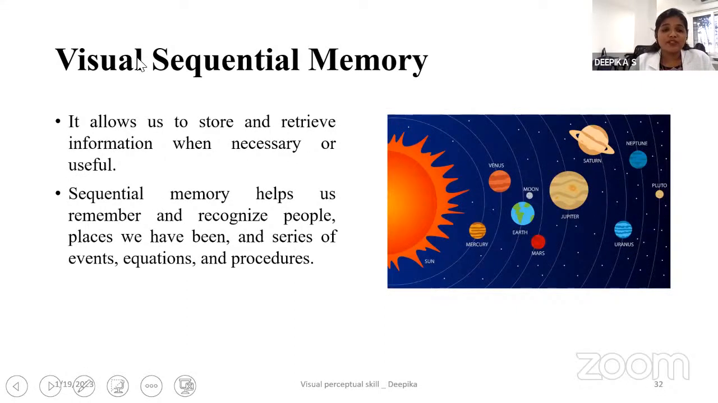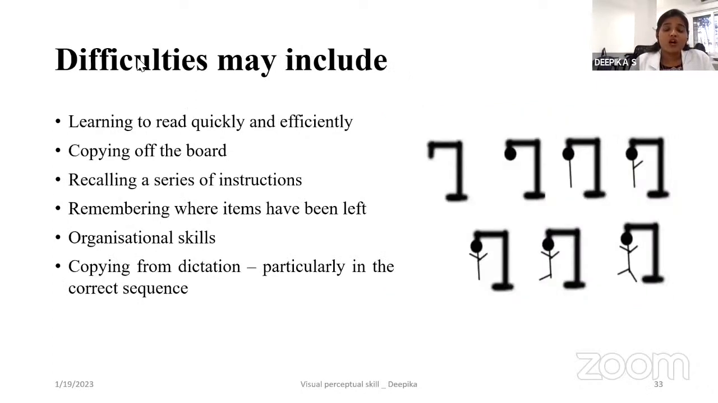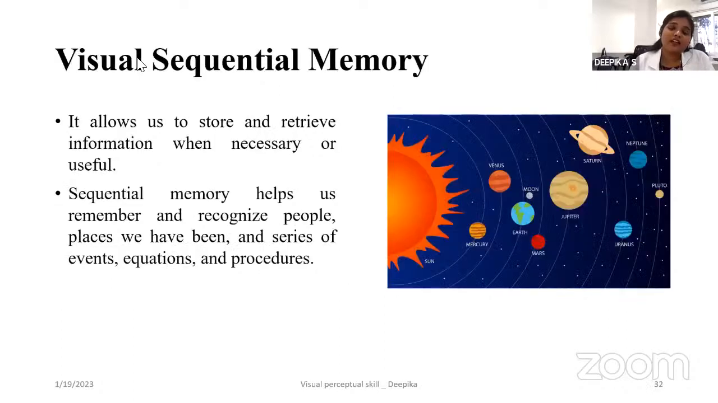And the next one is visual sequential memory. It allows us to store and retrieve information when necessary or useful. Sequential memory helps us to remember and recognize people, places we have been, and series of events, equations, and procedures. So how many of you can tell the nine planets in the same order? This is visual sequential memory.